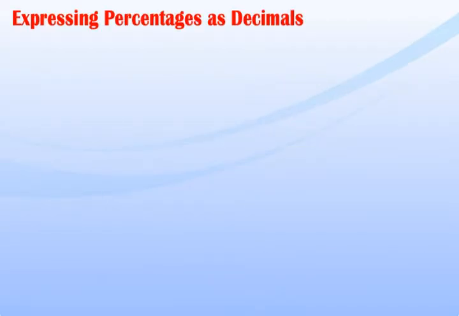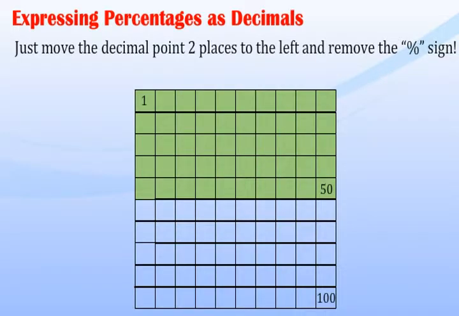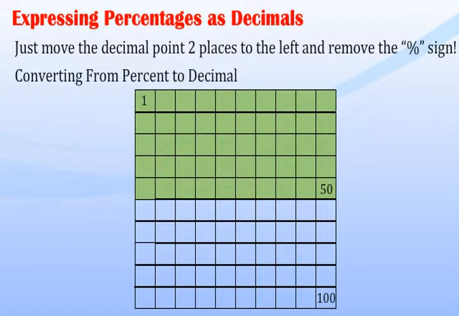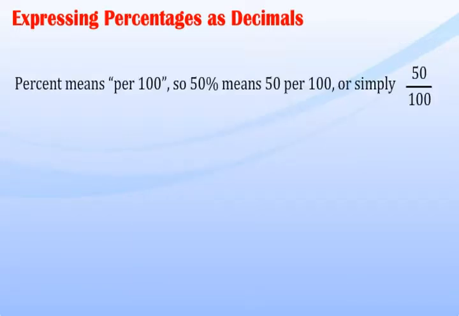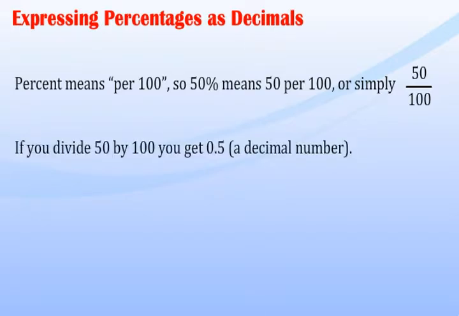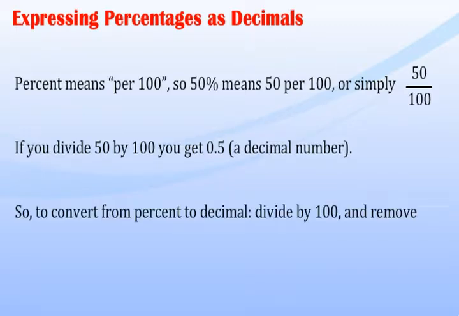Expressing percentages as decimals. Just move the decimal point 2 places to the left and remove the percentage sign. Converting from percent to decimal. Percent means per 100. So 50% means 50 per 100. Or simply 50 by 100. If you divide 50 by 100, you get 0.5, a decimal number. So, to convert from percent to decimal, divide by 100 and remove the percent sign.